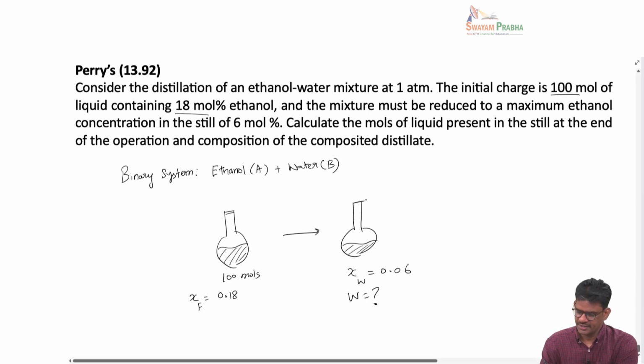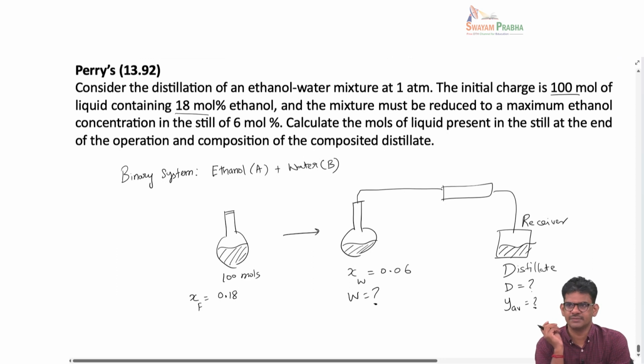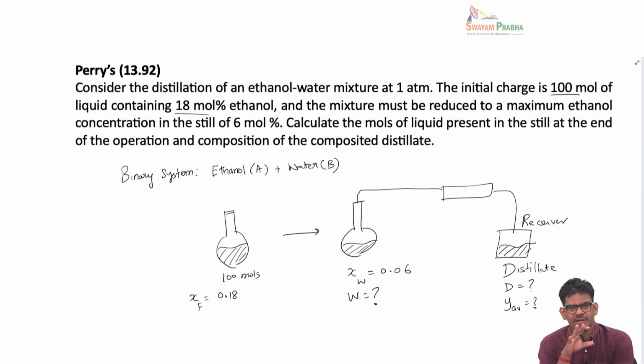So here you might have collected the vapor, condensed it, and then collected all the vapor into a receiver. So this is the distillate D. We need to find what is D, and we need to find what is the average distillate composition. So these are the questions to be asked. It is usually a good practice to draw a schematic of the problem statement and then give the data in the schematic, just to give an overall picture of what is being asked and what is being given.